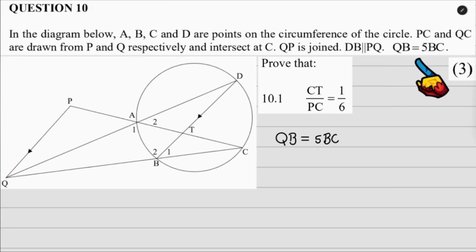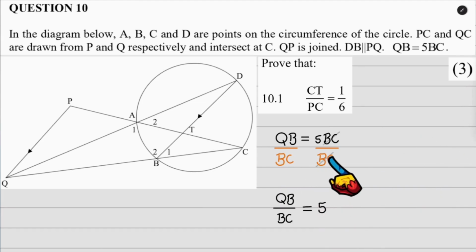So with something like this, we want to get all the letters on one side and all the numbers on the other side. So I'm going to divide both sides by BC. After I do that, these BCs are going to cancel with each other. And then this just stays behind, QB over BC. And we just have the 5 left over after the BCs cancel. But I want to write this as 5 over 1 so I can quite clearly see the ratios. Yeah, that's much better.